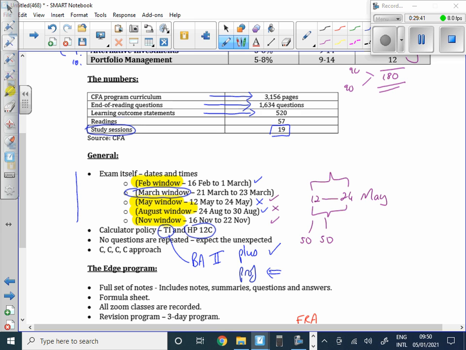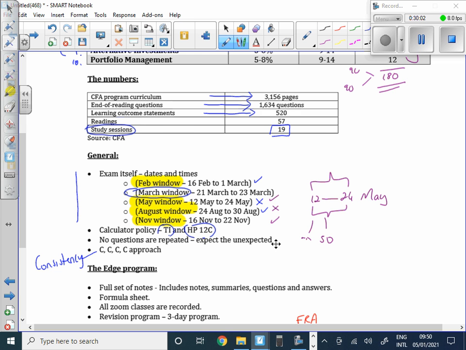Okay, at Edge, we work with what we call the 4 C's approach. Let me just clean up over here so we can see this nicely. Okay, and what is our 4 C's approach? Some of them are nice and easy to see. The first one is your consistency.